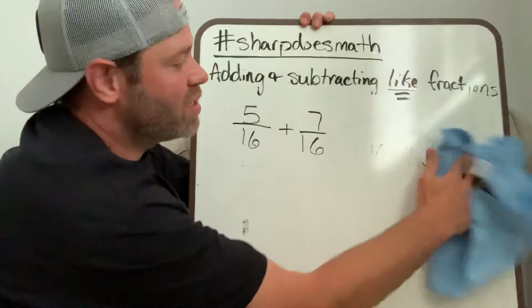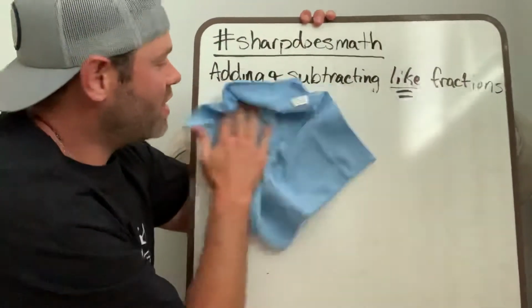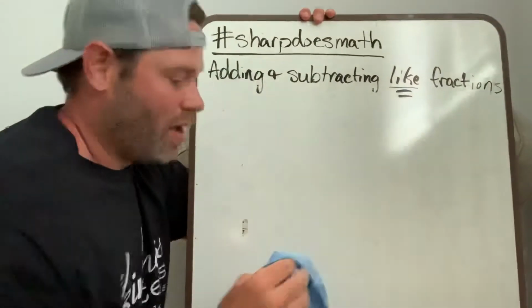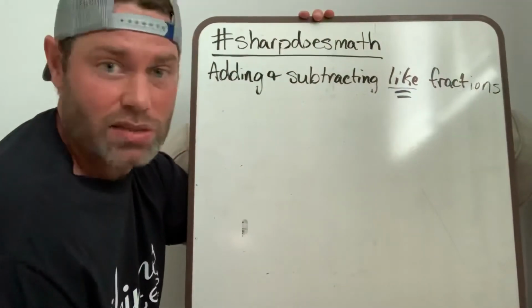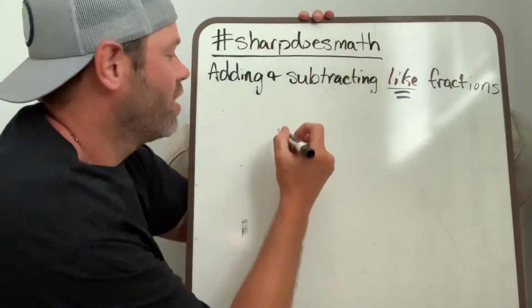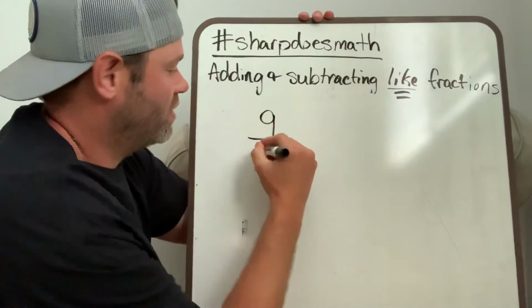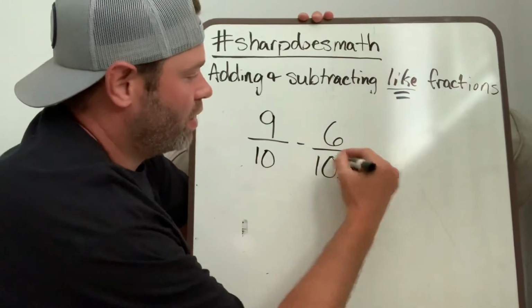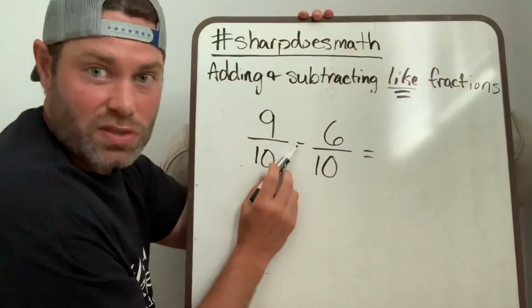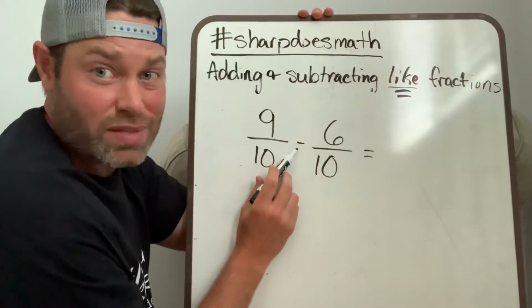So let me give you an example now of subtracting like fractions. You're going to see all the steps are exactly the same. It's just you're subtracting instead of adding. So if I have 9/10 and I subtract 6/10, you can see the only difference is right here. I have a subtraction symbol instead of an addition symbol.